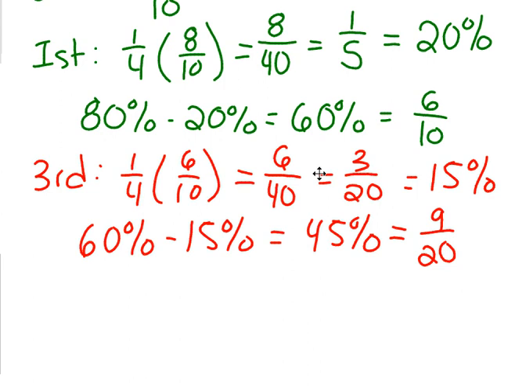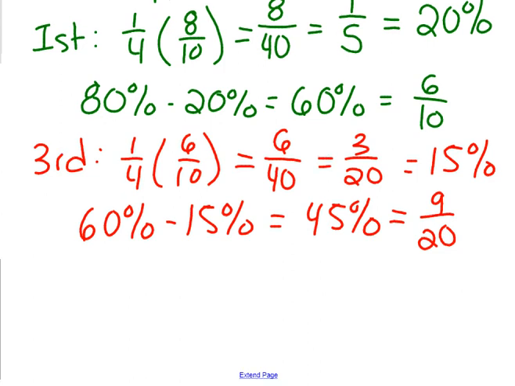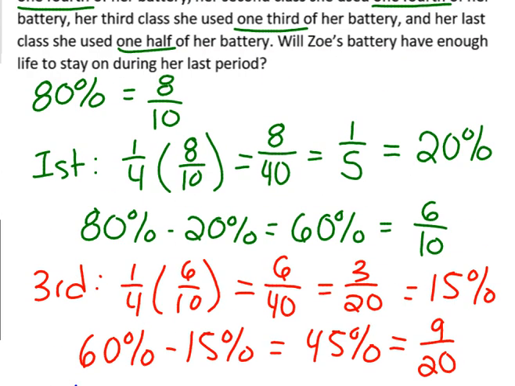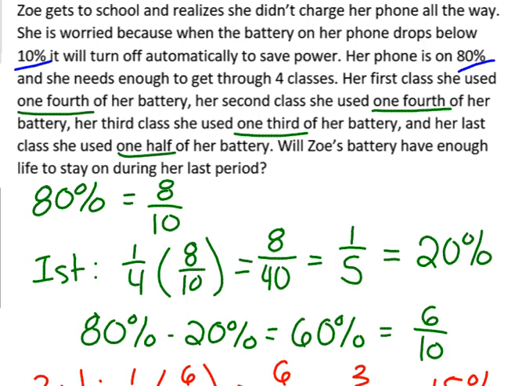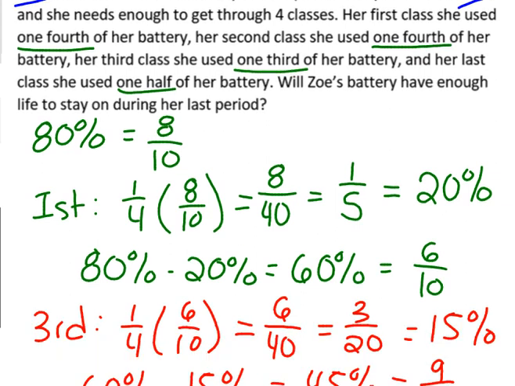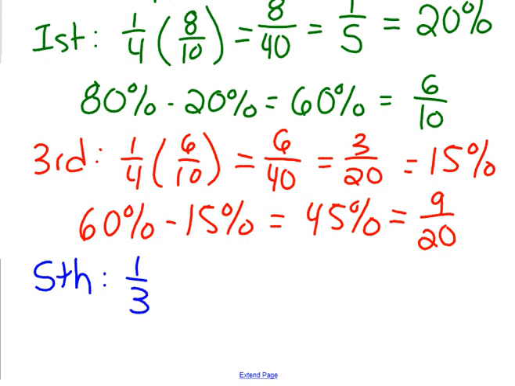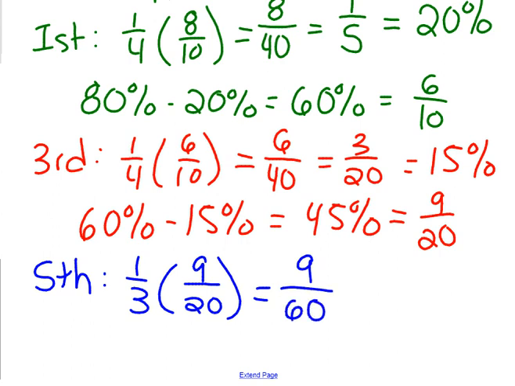So now let me change colors for the next period. So the next period will be fifth period. So in fifth period, her third class, she used 1/3 of her battery. So we use 1/3 now. So 1/3 of 9 over 20 is going to equal 9 over 60. And that's also going to equal 3 over 20 after you reduce it. So 3 over 20 is also 15%.